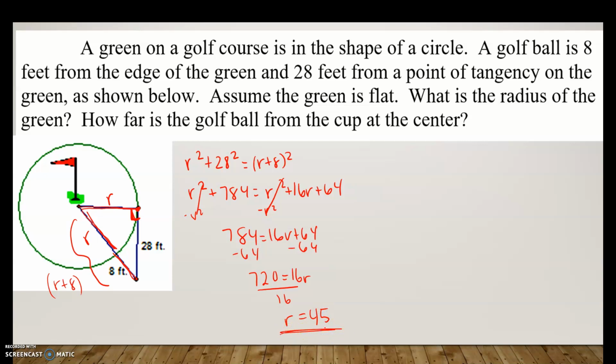But careful, the second part of our question says how far is the golf ball from the cup at the center? Well, if this is 45 and my golf ball is way out here, I'm going to take my 45 and add it to 8, which gives me 53.